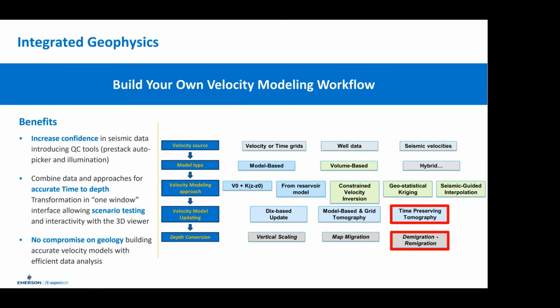Different model types can be used, like model-based, volume-based, or hybrid, and different velocity modeling approaches as well. So it can be geostatistical kriging, seismic-guided interpolation, reservoir model, or V0 and KZ minus Z0. We also have what we call the constrained velocity inversion, which is basically a tool designed a few years ago now. We take the input vertical functions, but it's not a simple Dix transformation, because we basically use the extrapolated tensor from those vertical functions.